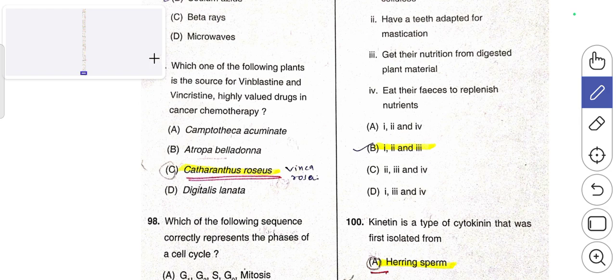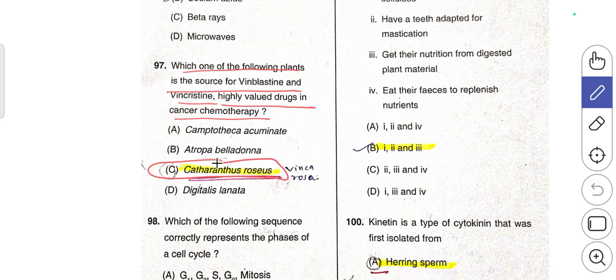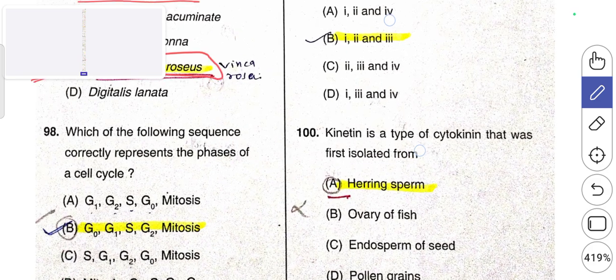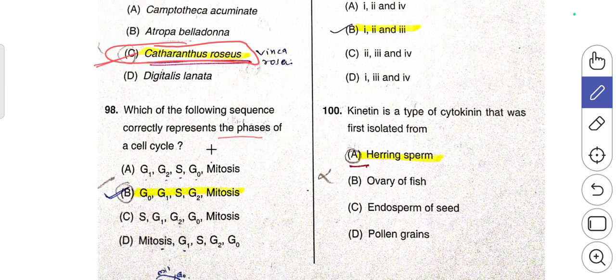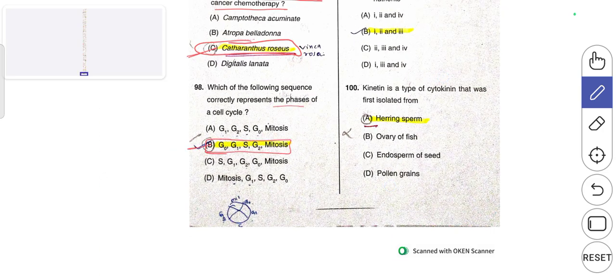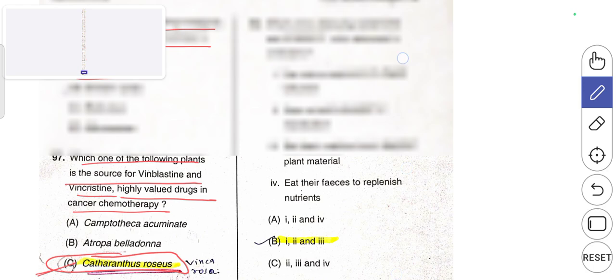Then 97th question: which one of the following plants is the source for vinblastine and vincristine, highly valued drugs in cancer chemotherapy? That is Catharanthus roseus, that is Vinca rosea. C is the right answer. Which of the following sequences correctly represents the phases of the cell cycle? That is G0, G1, S, G2, mitosis. So next one, that is the 99th question.